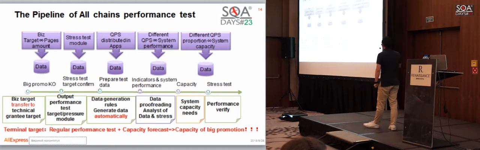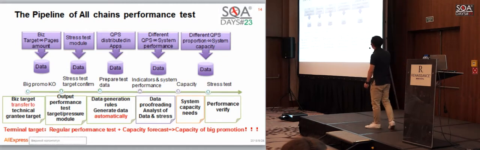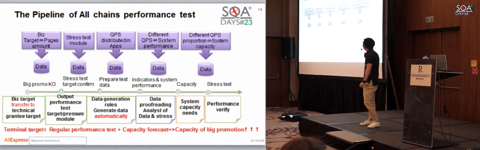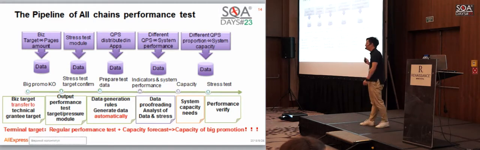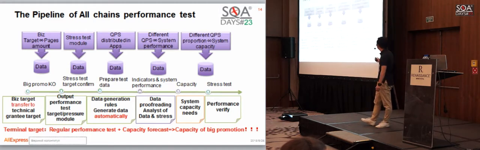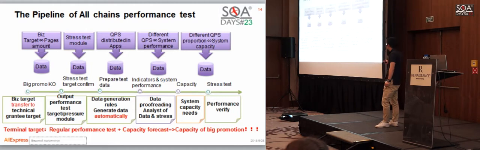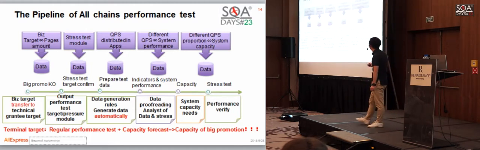And the second step is to do the stress test or performance test target confirmation. So we will output our performance test target and our performance test modules. And the third step is to do the data preparation. Also, we will modify the data generation rules and generate the data automatically. It is all on the cloud.